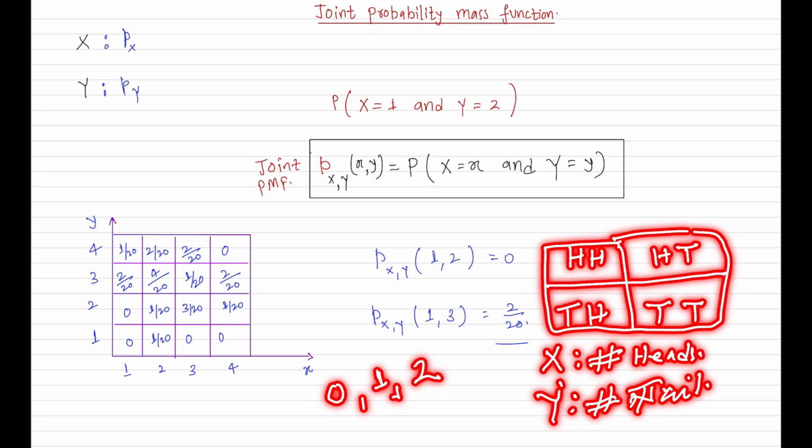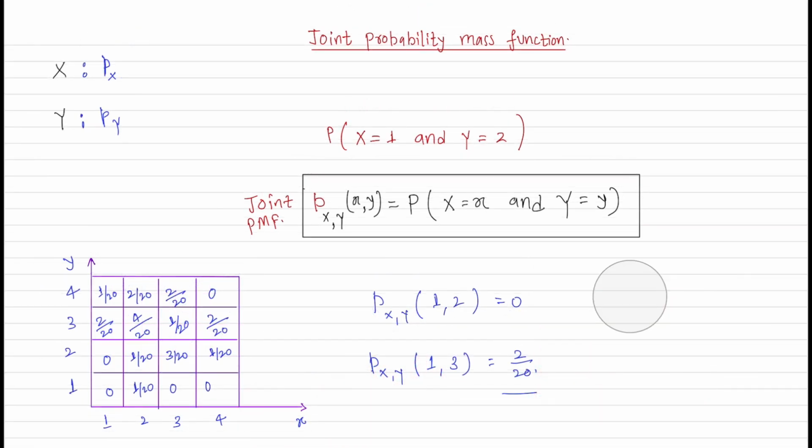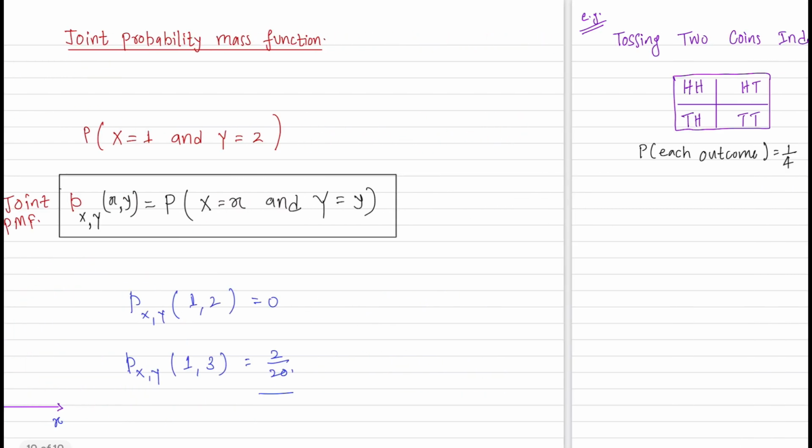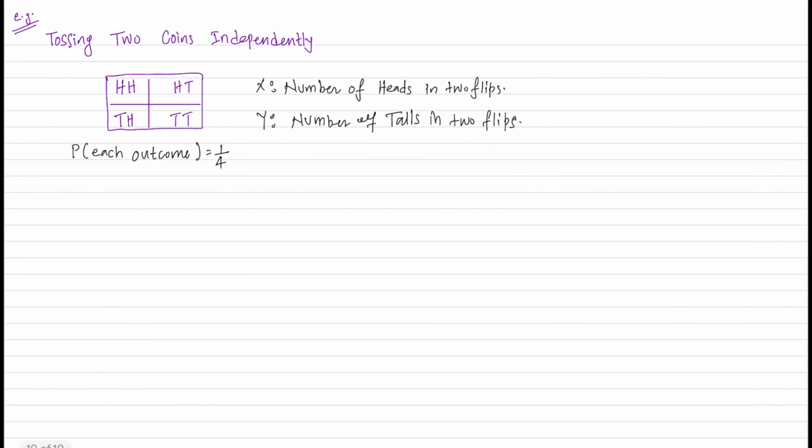Similarly, in the case of tails, random variable Y will also take the values 0, 1, 2. Let me write down these things. So if you observe carefully, random variable X can take the values 0, 1, 2. Similarly, random variable Y can take the values 0, 1, 2.